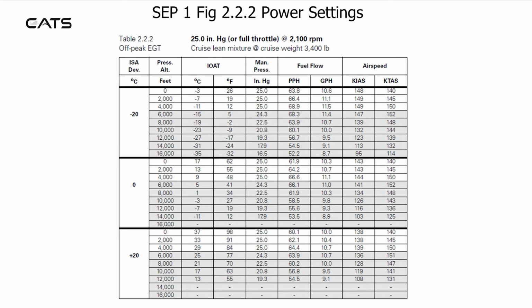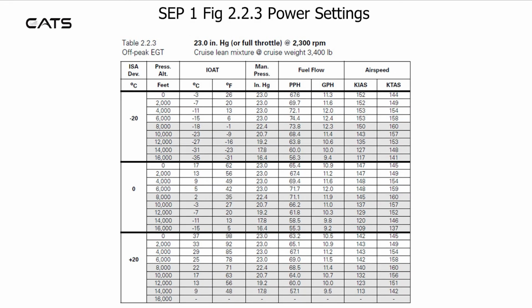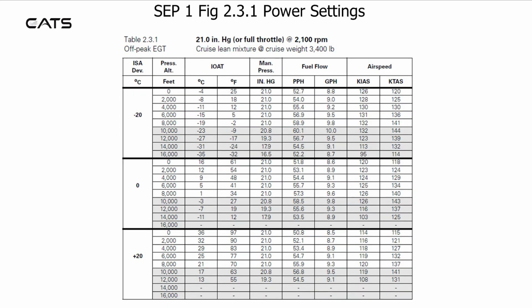Figure 2.2.2 is for 25 inches mercury or full throttle at 2100 RPM. Figure 2.2.3 is for 23 inches mercury or 2300 RPM. And lastly, figure 2.3.1 is for 21 inches mercury at 2100 RPM.